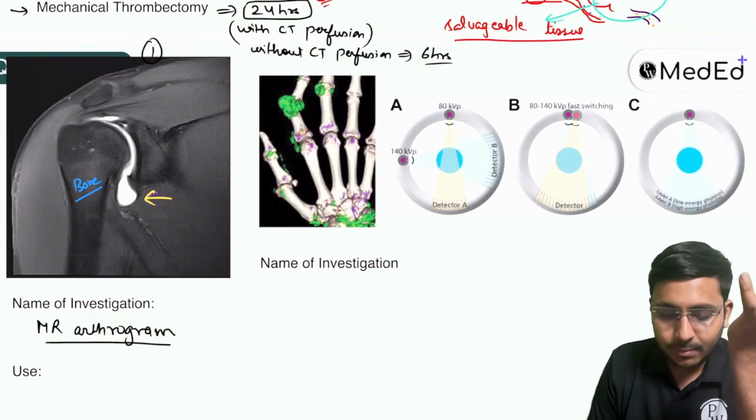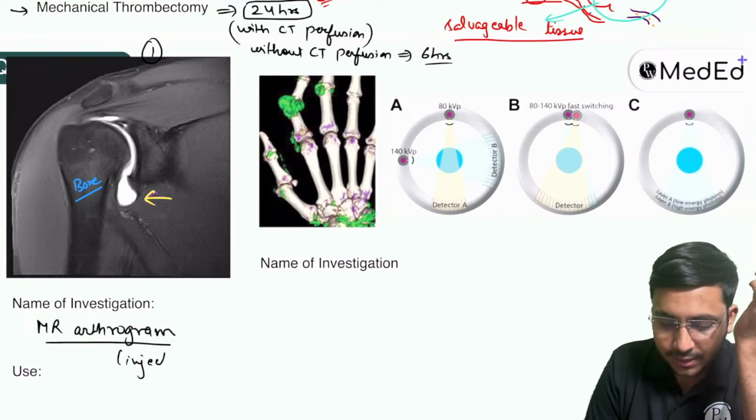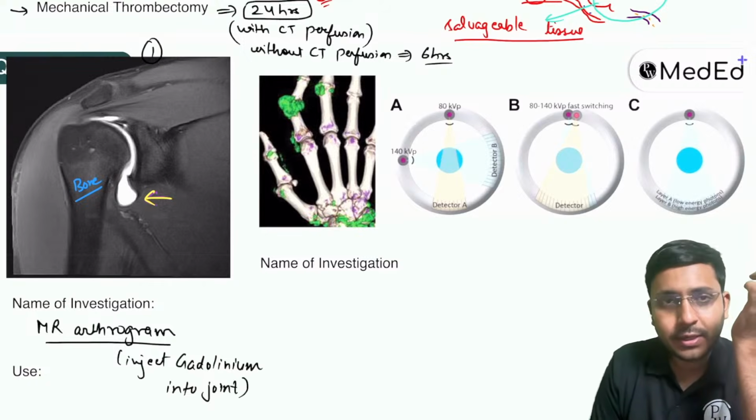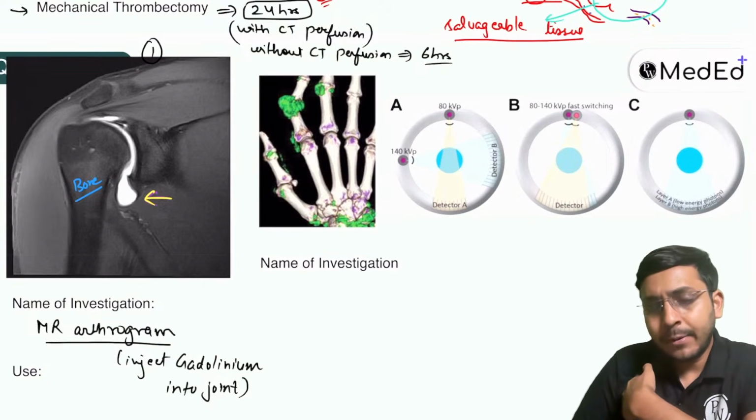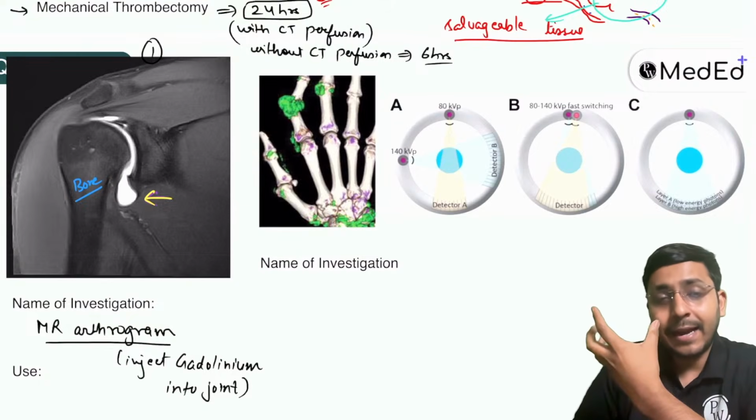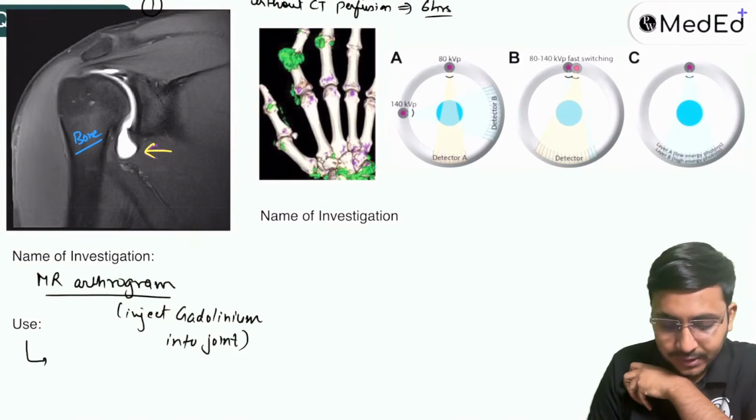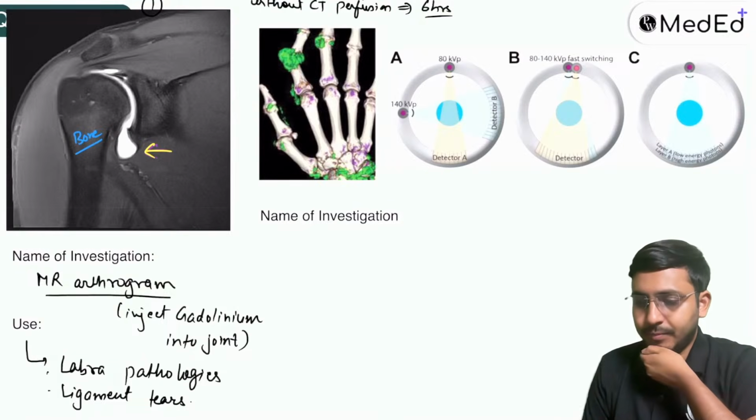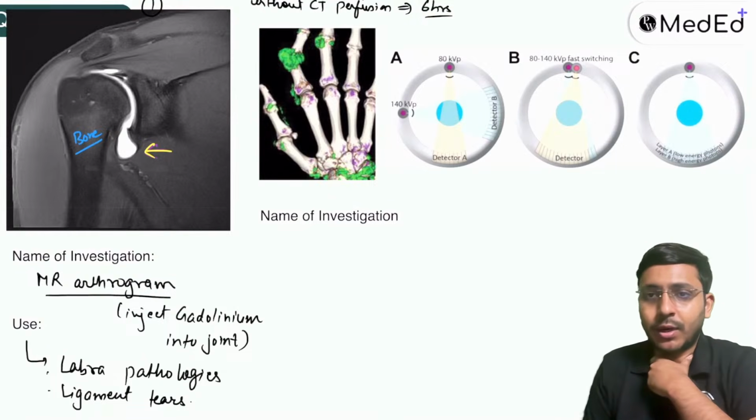What do we do in an MR arthrogram? We inject gadolinium into the joint. For example, with the shoulder joint, you inject gadolinium into the shoulder joint, so the shoulder joint distends. And where is it used? It is used to see labral pathologies and ligament tears. Okay, good Gayatri, this is an MR arthrogram.